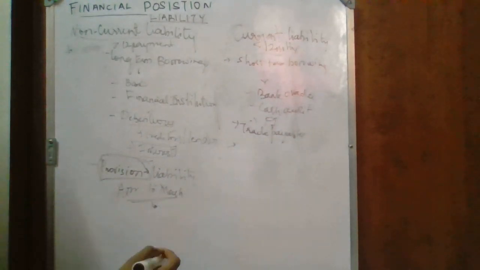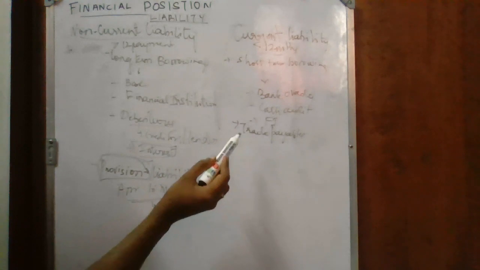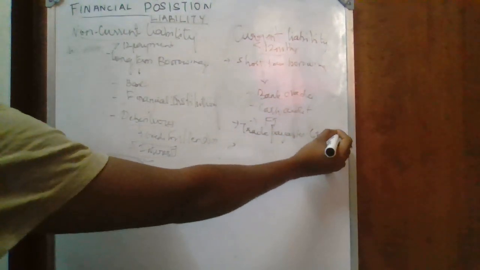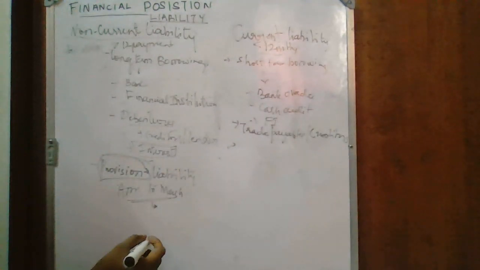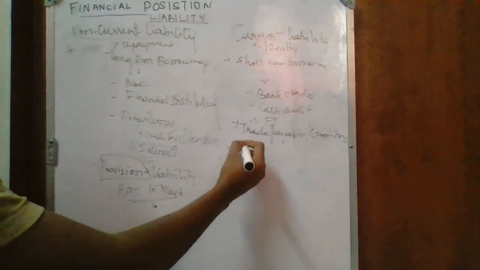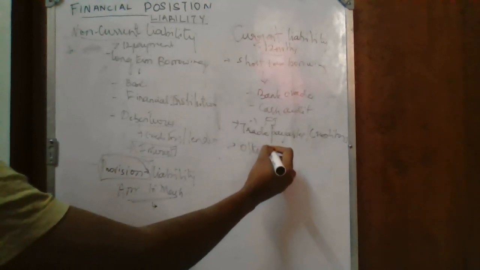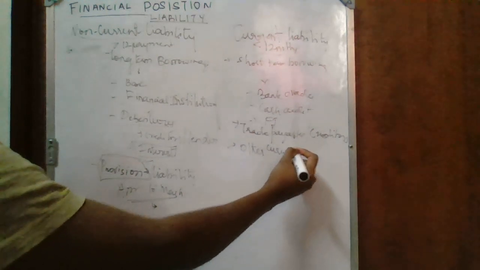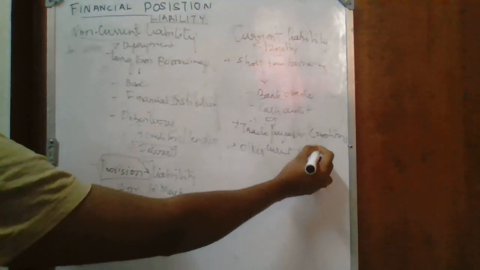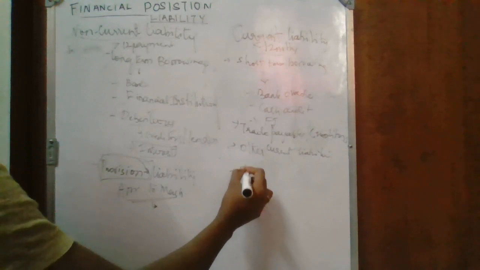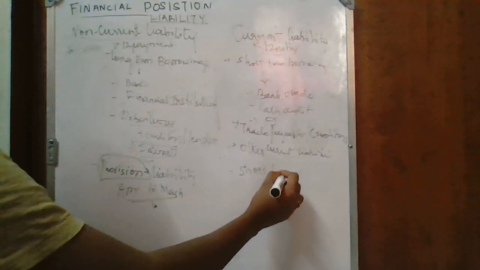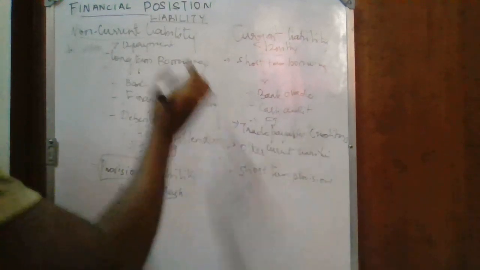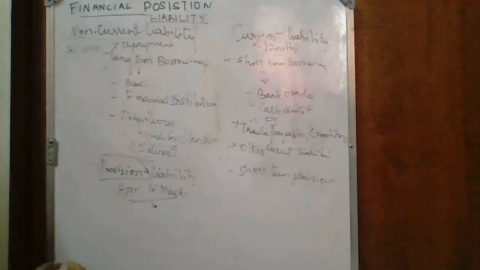Trade payables are for purchase of raw materials. You would pay to the creditors. Trade payables are also known as creditors. And you will have other current liabilities and short-term provisions. So this is all about the liability.